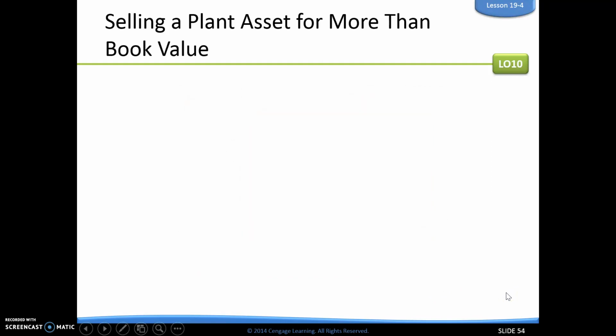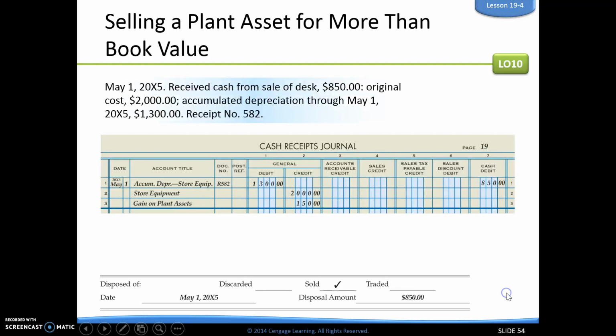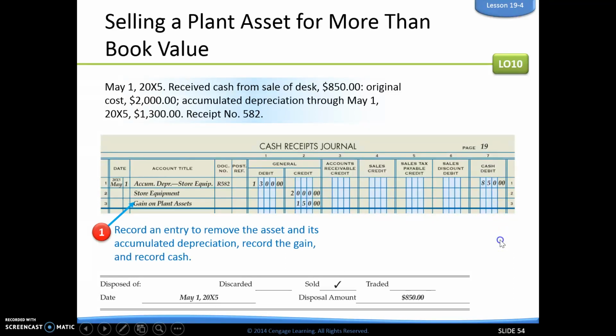We can go ahead and move on to journalizing them. That's going to be going in our cash receipts journal. We have our accumulated depreciation that gets debited first, two credits for store equipment and our gain on plant assets, and then a cash debit of $850. Once you've journalized, don't forget to go down to section 2 of your plant asset record and make sure that we record that we sold it on May 1st for a disposal amount of $850.